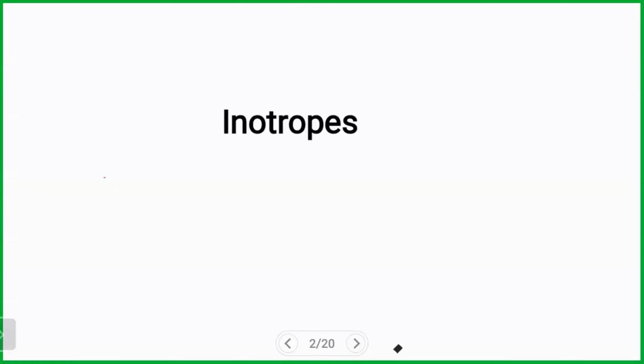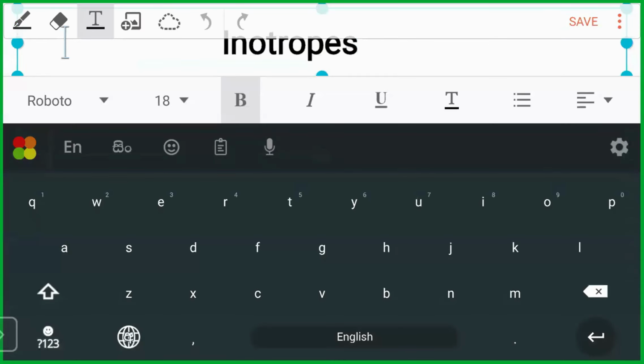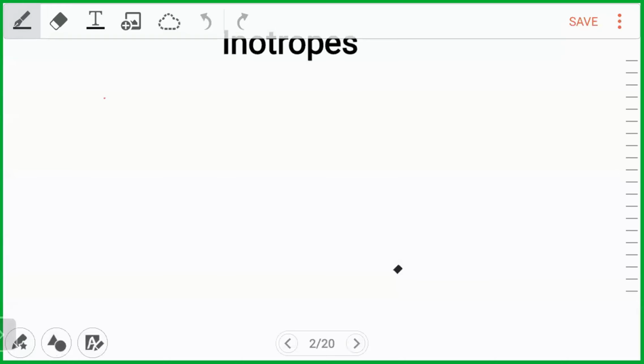Inotrope. What do inotropes mean? So inotropes are the chemical agents which can influence the heart contractility, right?